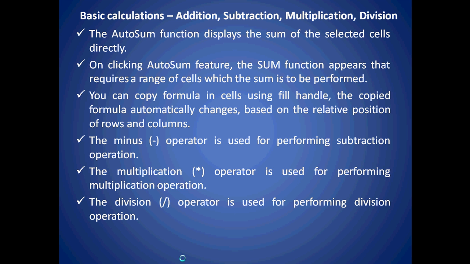We will calculate only one sum formula, and then there is no need to use the formula again. We can use the drag and drop method to copy the formula. You can copy the formula into cells using the fill handle. In a cell you can see a black plus, and with the help of the black plus we can drag and drop to repeat the formula. So there is no need to type the formula again and again. The copied formula automatically changes based on the relative position of rows and columns.